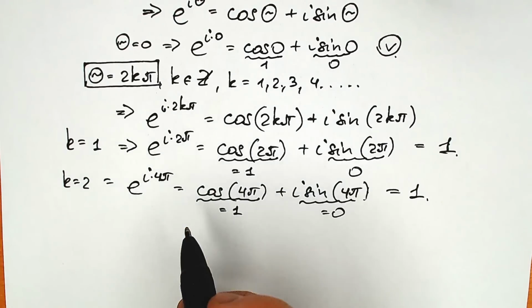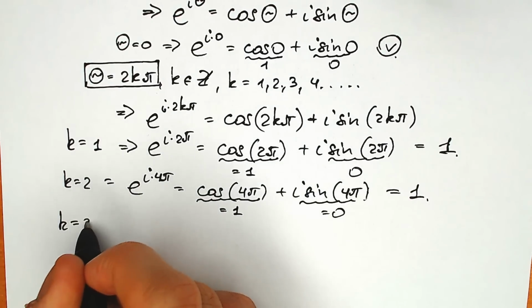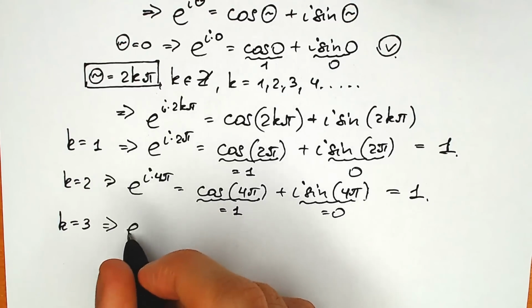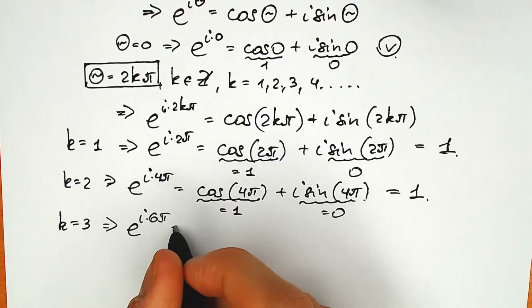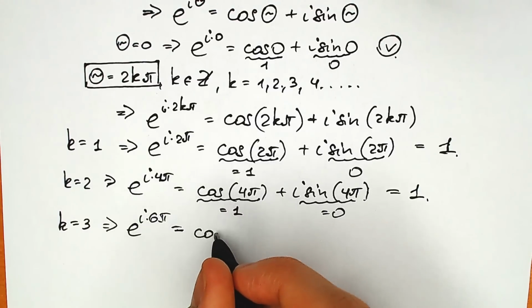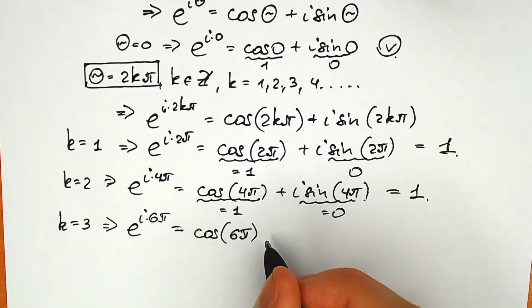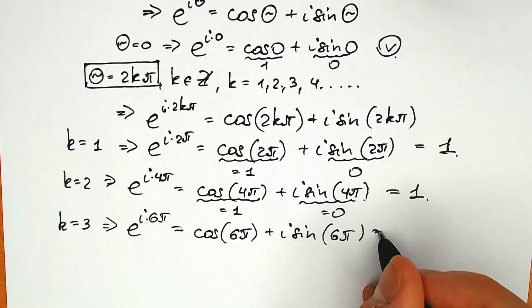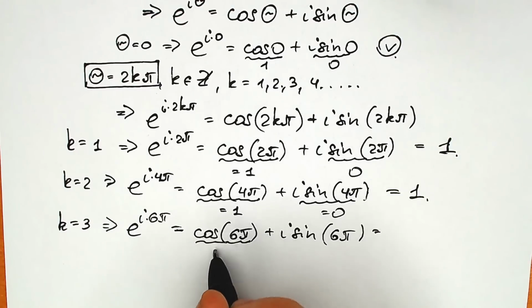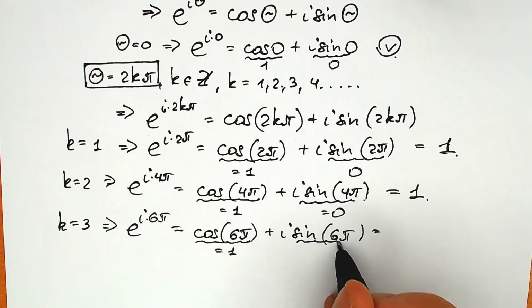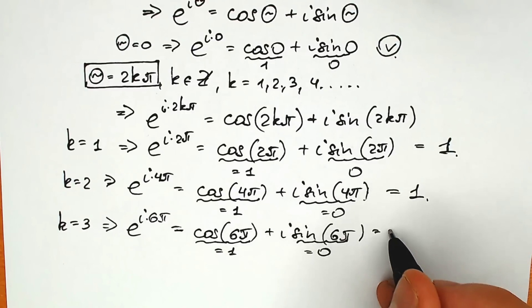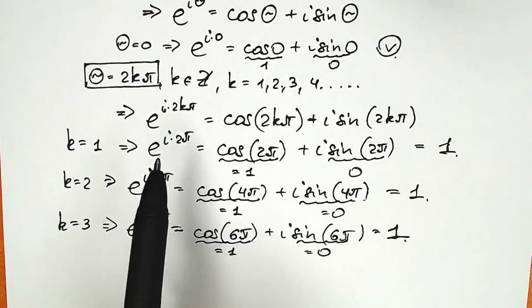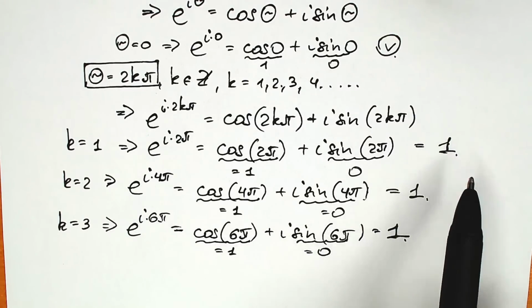For example, k is equal to 3. Let's see what will happen. So k is equal to 3. So e to the power i times 6 pi equals cosine 6 pi plus i sine 6 pi. Cosine 6 pi equals 1 and sine 6 pi equals 0. So 1 plus 0 equals 1. And I hope you got my point right here, because it doesn't matter what we are talking about on the left side. On the right side, we have 1 all the time.